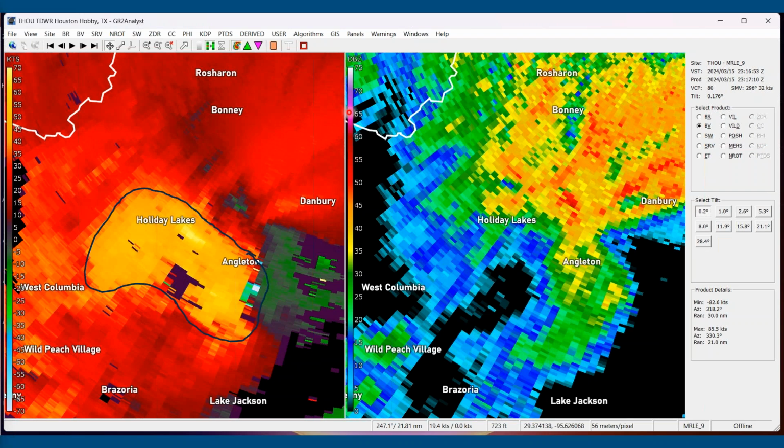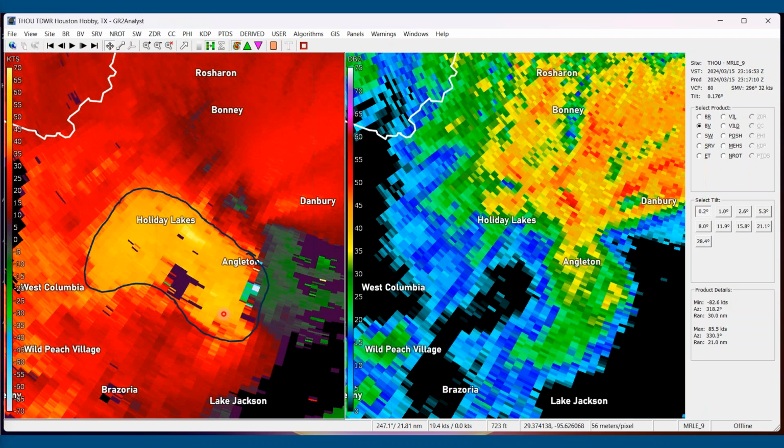And then we can zoom in just a little bit further, focusing on Angleton and Holiday Lakes, and you see these bright yellows here. This is a stripe of 70 to 80 mile per hour winds, basically from Angleton to Anchor down to Holiday Lakes, and then extending south down toward the fairgrounds as well. So this is, I'm fairly confident, evidence of this rear flank downdraft wrapping around the southern flank of the supercell. And we did have measured winds of hurricane force, even at the airport.